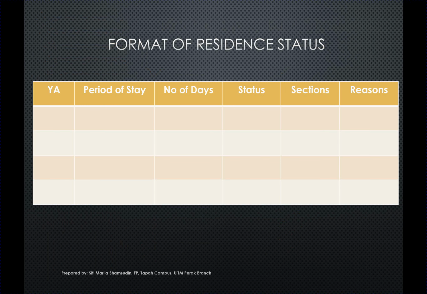So this is the format on how to answer the question, and you have to follow this format closely. You're going to have first column untuk tulis YA, the second column to write down the period of stay. Period of stay ni kita akan ikut balik yang macam dalam soalan, and then you are going to count based on the period of stay how many days yang dia ada. This will be the third column. Lepas tu the fourth column, you need to answer whether that person is a resident ataupun non-resident.